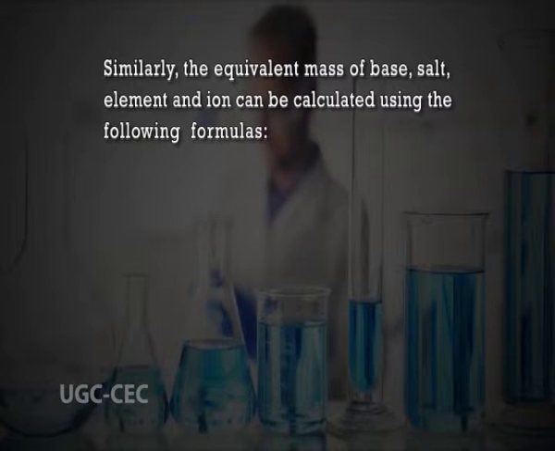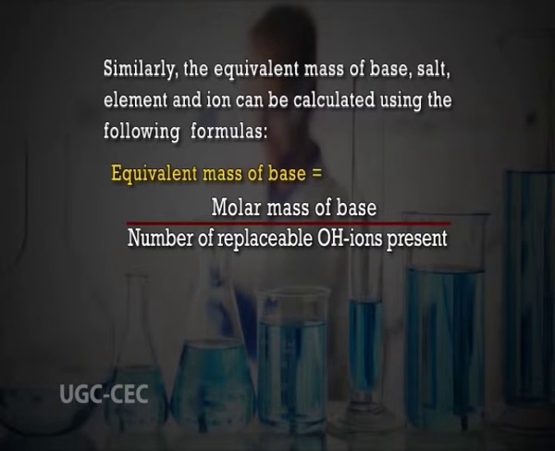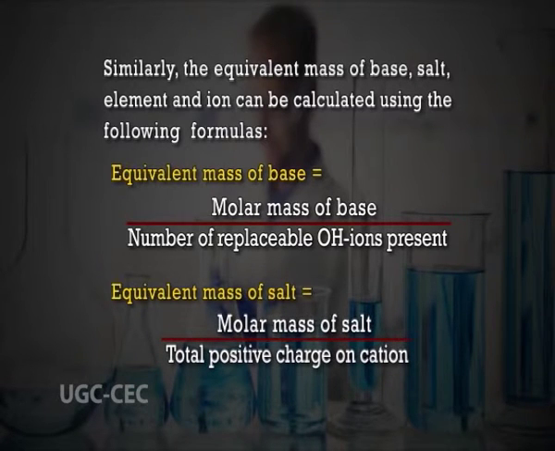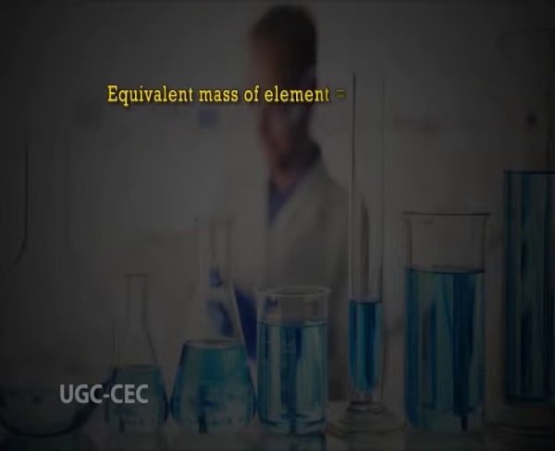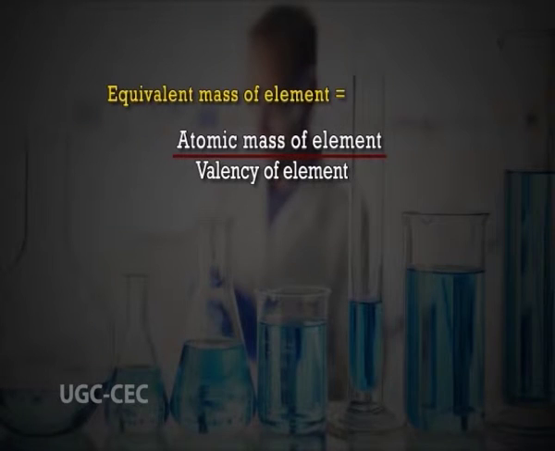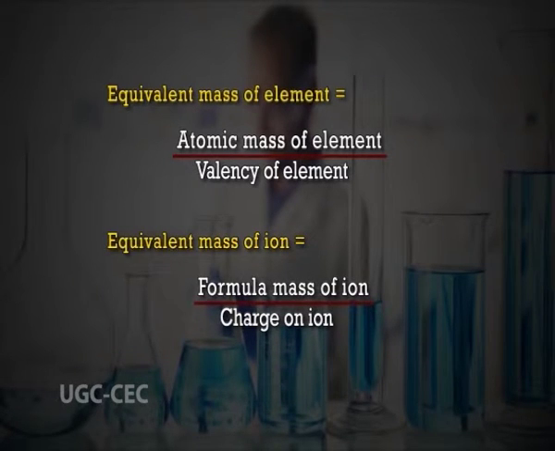Similarly, the equivalent mass of base, salt, element and ion can be calculated using the following formulas. Equivalent mass of base is equal to molar mass of base divided by the number of replaceable OH- ions present. Equivalent mass of salt is equal to molar mass of salt divided by total positive charge on cation. Equivalent mass of element is equal to atomic mass of element divided by valency of element. Equivalent mass of ion is equal to formula mass of ion divided by charge on ion.